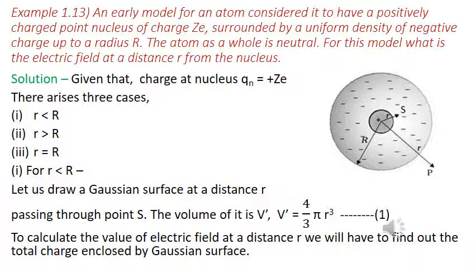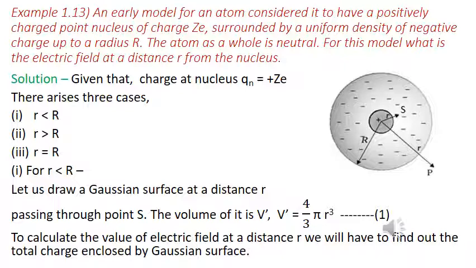Next example is 1.13. An early model of an atom considered it to have a positively charged point nucleus of charge Ze surrounded by a uniform density of negative charge up to a radius R. The atom as a whole is neutral. For this model, what is the electric field at a distance r from the nucleus?